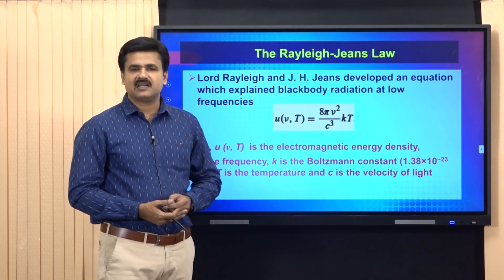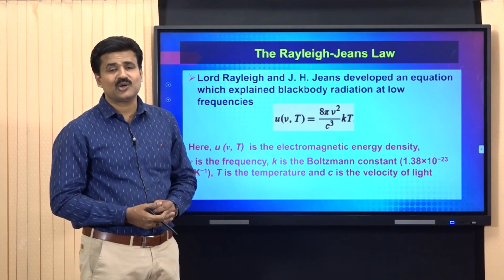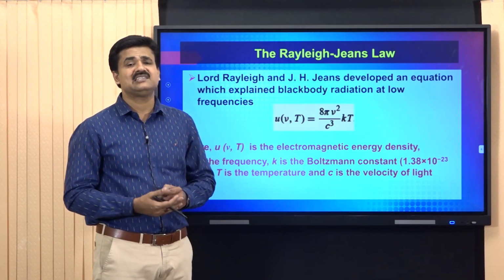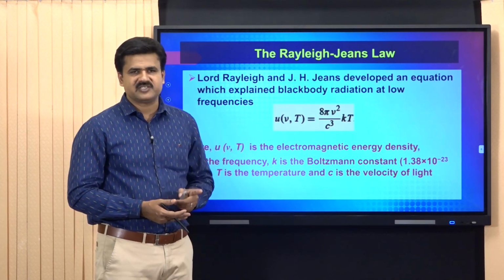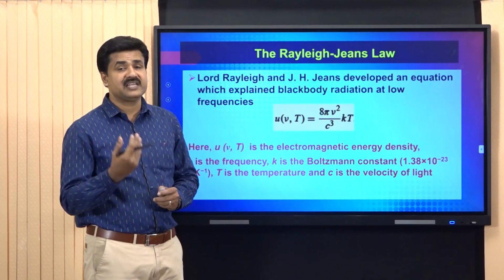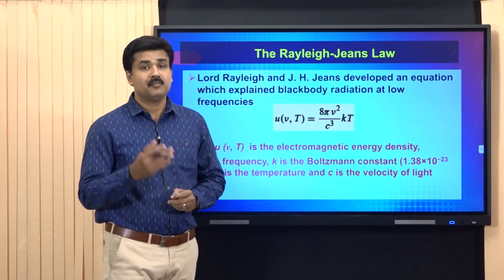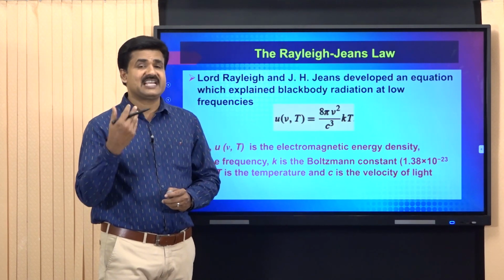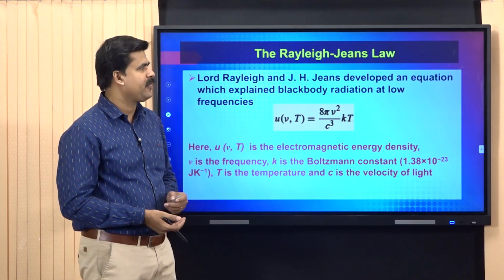Clearly, c represents the velocity of light, that is c is equal to 3 into 10 raised to 8 meter per second. This Rayleigh-Jeans equation can explain the phenomenon of black body radiation, preferably at low frequencies, but it fails to explain black body radiation at higher frequencies.